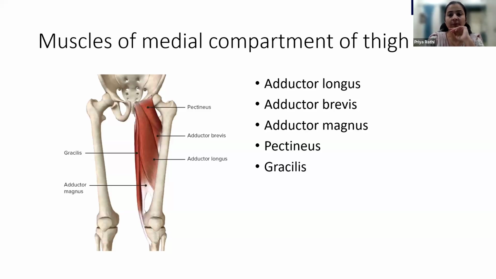Now, muscles of medial compartment of thigh, major muscles are longus, brevis, and magnus. There is small muscle called pectineus. Some authors include it in front of thigh, some include it in the medial compartment, and there is gracilis. So this pectineus and adductor magnus are composite muscles because they have dual nerve supply. So pectineus is supplied by femoral nerve and obturator nerve. Adductor magnus is supplied by obturator and tibial part of sciatic nerve.